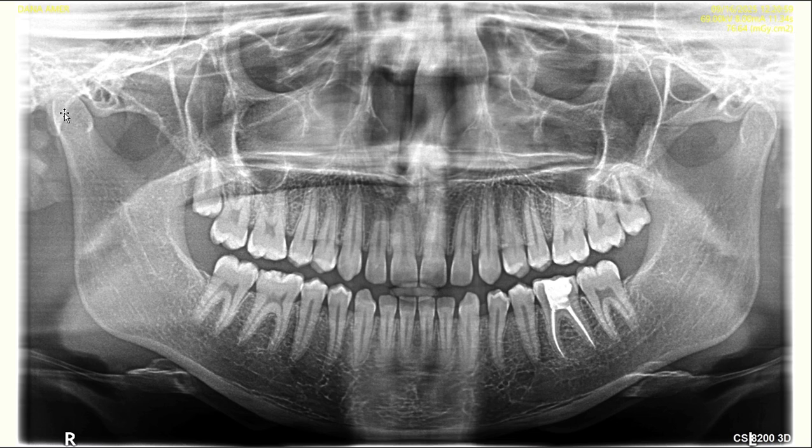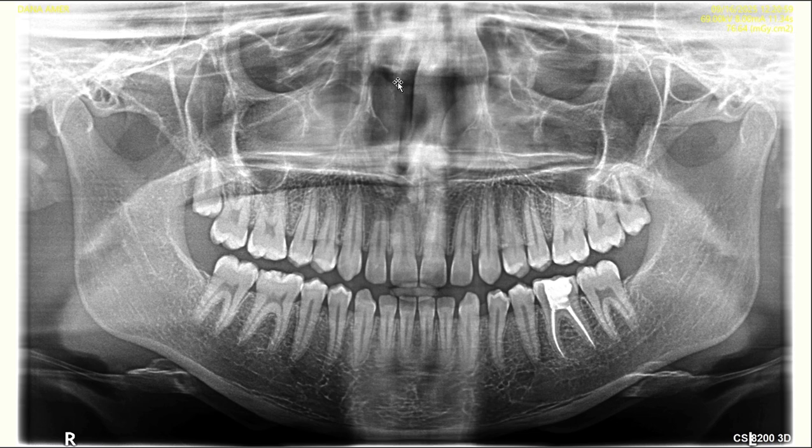So here we need to see the condyle, the sigmoid notch and the coronoid process. Here we need to see the anterior nasal spine and the mid-palatal suture, as you can see here. Here, the sinuses. These are the sinuses, and this is the nasal cavity. So, we need to see all of those to say this X-ray is diagnostic.